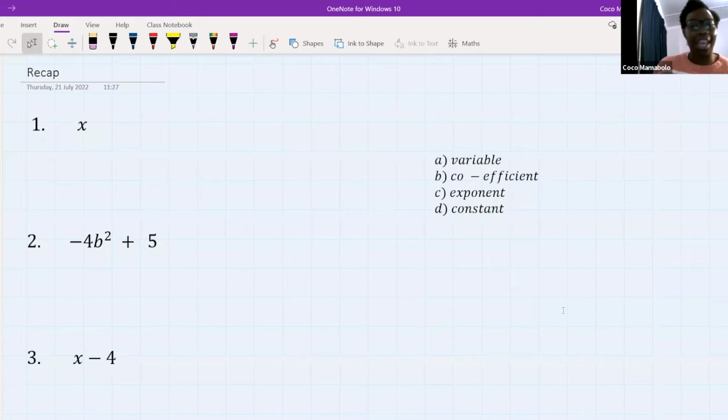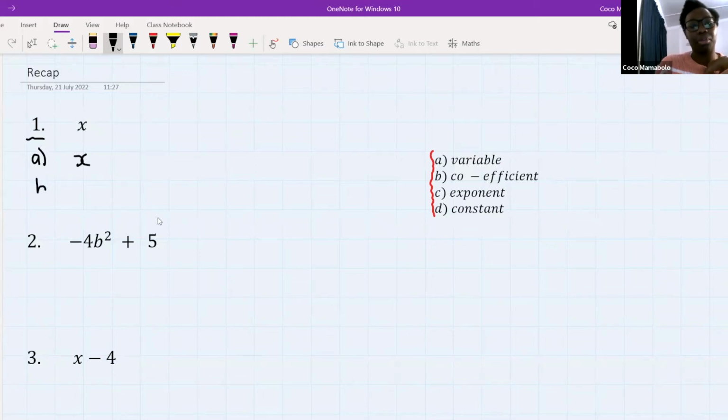All right, let's go for it. Remember, I want to know what is the variable. I want to know what is the coefficient, what is the exponent, and what is the constant. I'll start with A. What is our variable? We're at number 1. So our variable is going to be X. Absolutely, it's X. Well done.